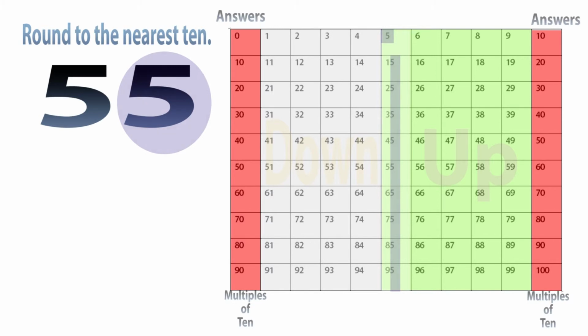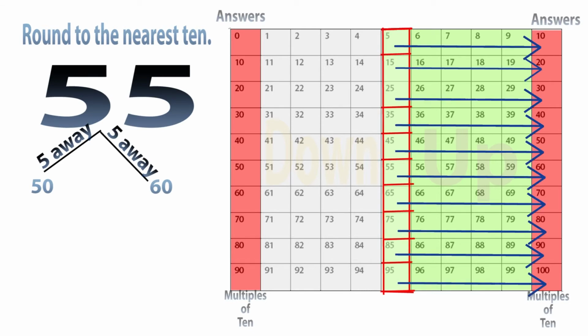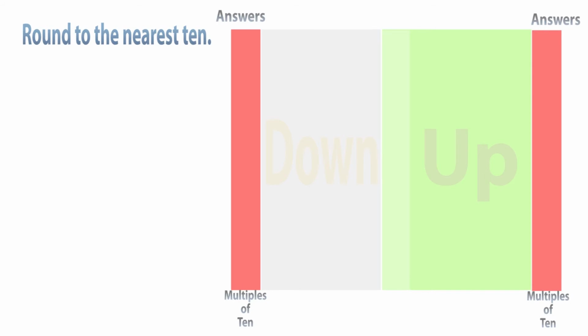Let's look at 55. 55 is directly between 50 and 60. It's 5 away from 50 and it's 5 away from 60. So what should we do? Well, the rule is anytime a number ends with a 5 in the ones place, you round up to the larger multiple of 10. Here is the color-coded graphic with the numbers taken away.